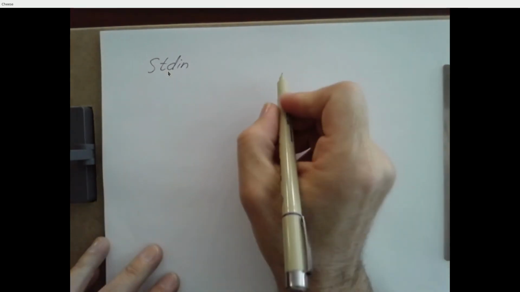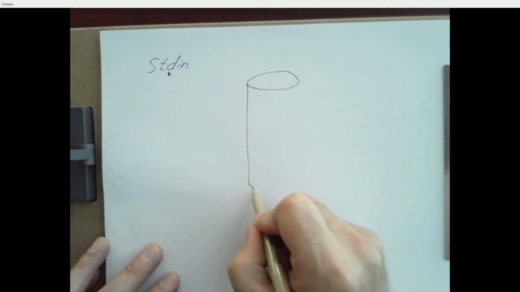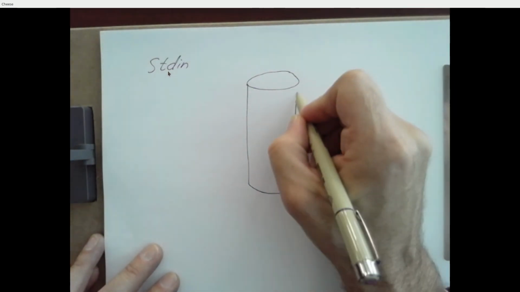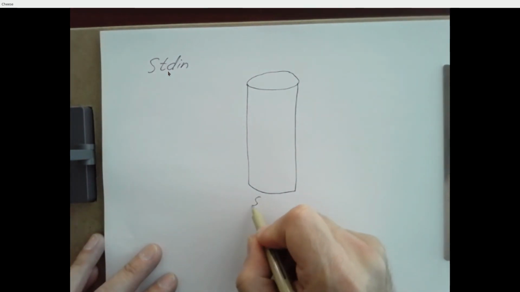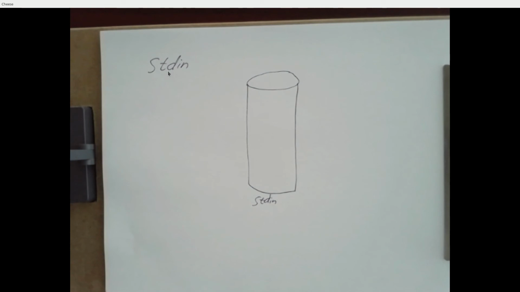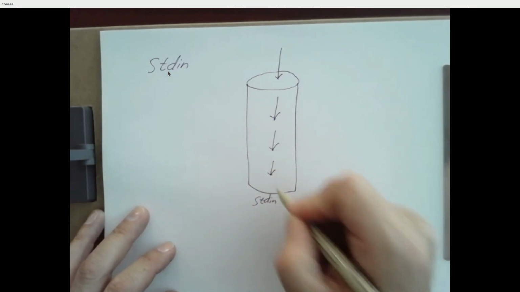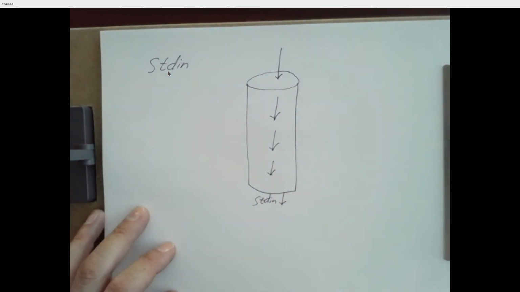So here's kind of the mental image I have of standard in. It's this end of a pipe, okay? And stuff goes into this end of the pipe, and it flows through, and it comes out, and where it comes out, that's what we call standard in.